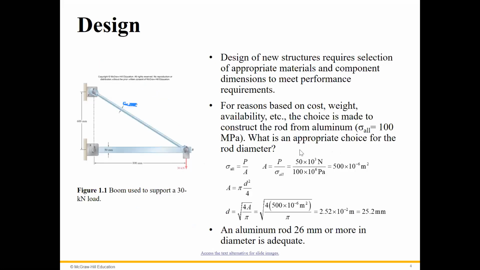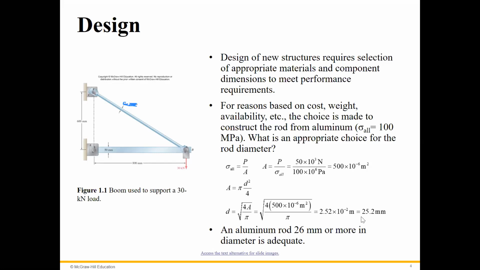Okay, in the design case, we don't have the cross section and we want to find the cross section, and the criteria is sigma allowable, right? Because sigma allowable is the maximum stress, right? So then we can find the area, right? So we have a force divided by a stress. Then we find A, and A is pi d squared over 4. Then we can find the diameter, right? Using this calculation.